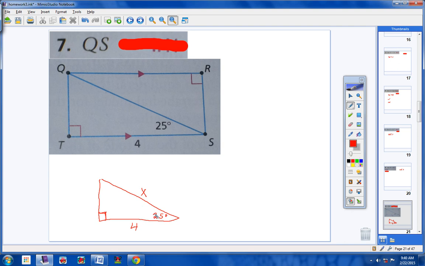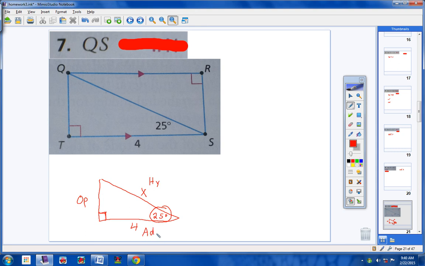Is it one of my special triangles? No, it is not 30, 60, 90. It is not 45, 45, 90. So the only thing left for me to do is use trig functions. So circle the angle you're going to use. Go straight across. This is my opposite side. Go straight across from the right angle. This is my hypotenuse. So this side here is my adjacent.